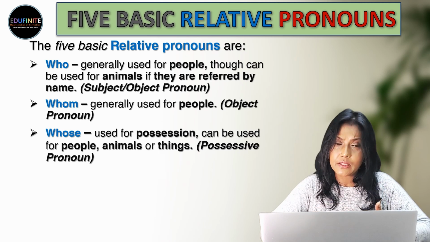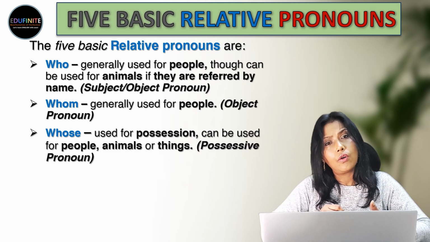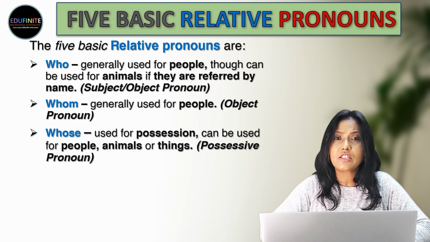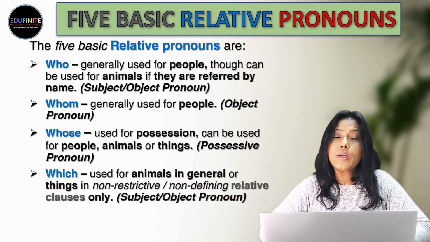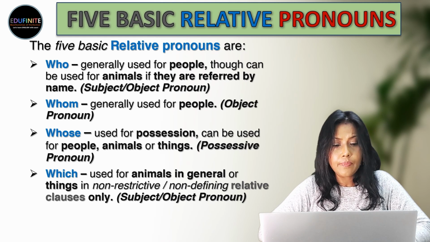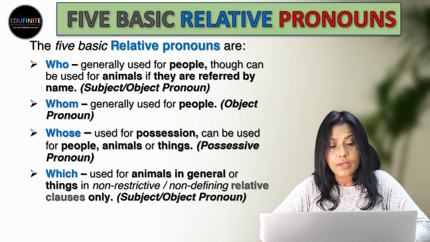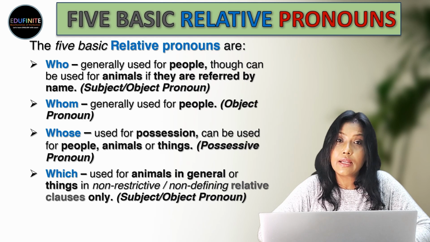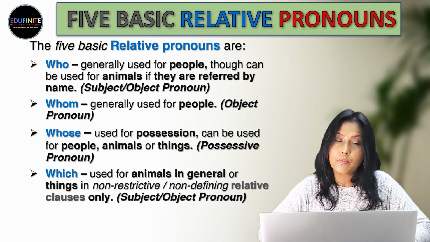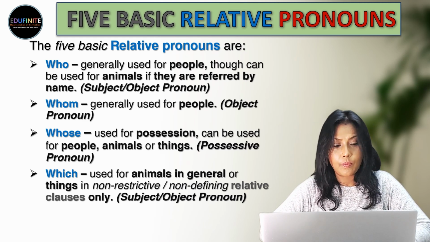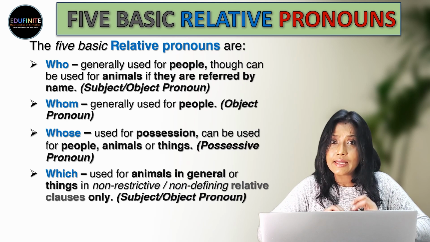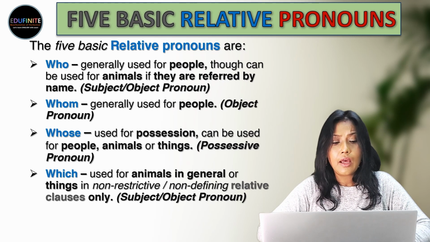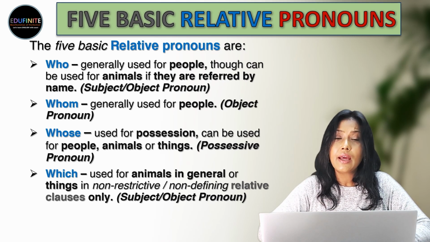It can relate to a person or animal or a thing, and this is a possessive pronoun. Next, we have which, used for animals in general or things in non-restrictive or non-defining relative clauses. So this is also a subject as well as an object pronoun. Regarding this non-restrictive and non-defining, I'll tell about it later on, but first let's move further.